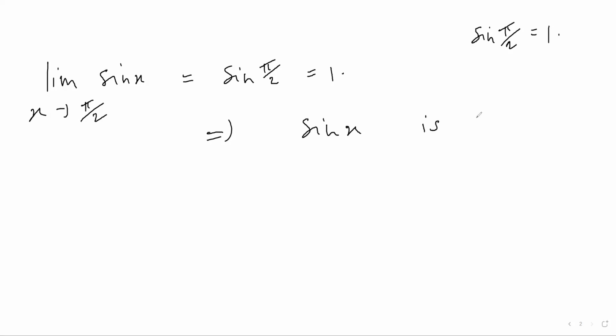Sine x is continuous. Let me just rewrite it. Sine x is continuous at x equal to pi over 2. So that's continuity.